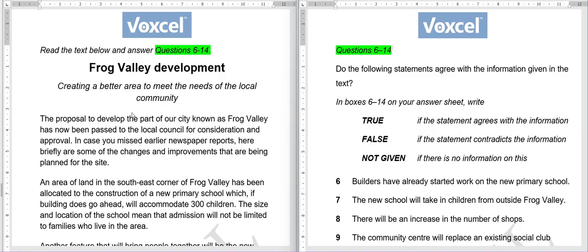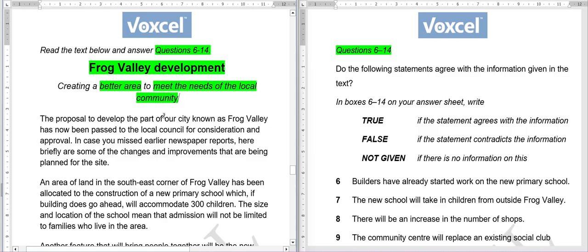So without any further ado, we will start this second section of this particular text. What we're going to do is read the text now. Frog Valley development, creating a better area to meet the needs of the local community. So it is about Frog Valley and the development of this particular valley. They're saying that they're trying to create a better area to meet the needs of the local community.